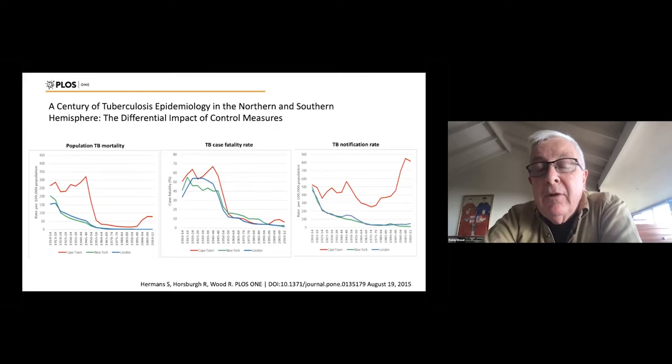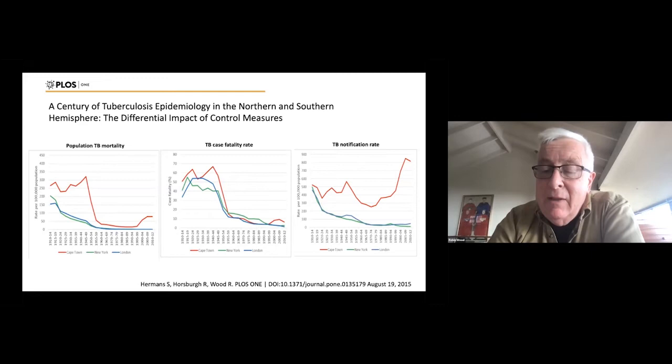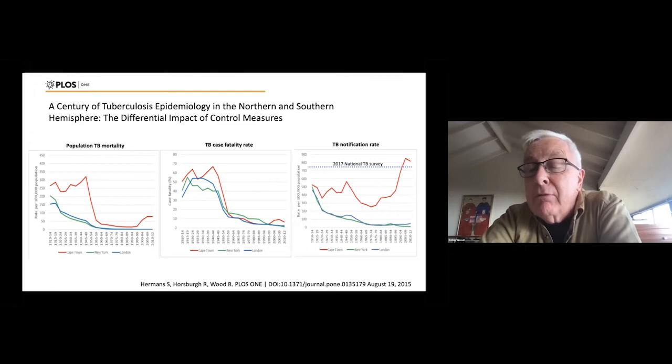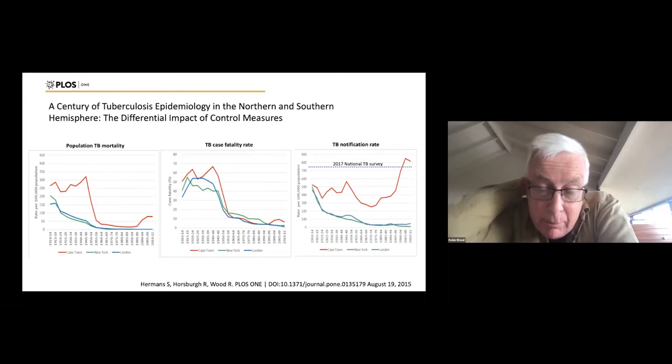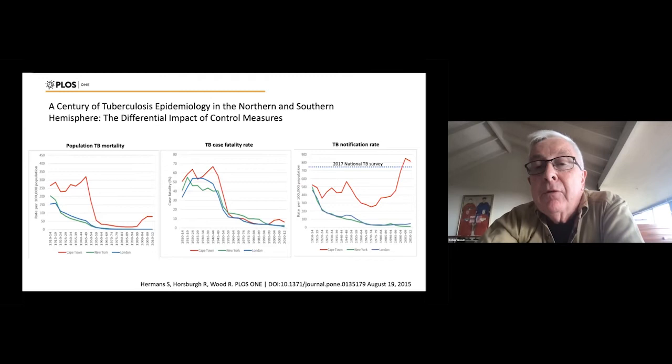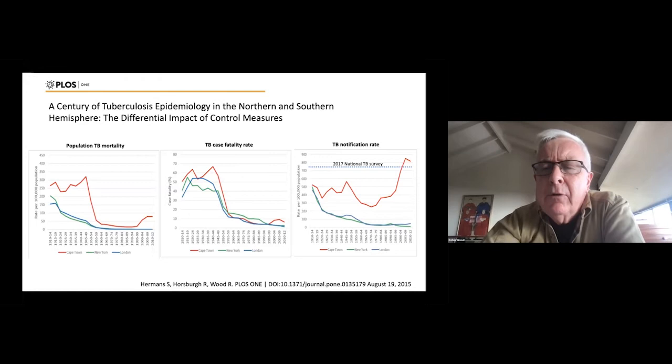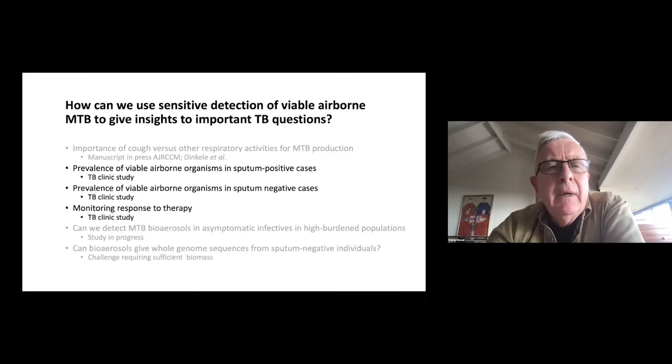And the case fatality and the use of treatment was equally effective in all three cities. But what you notice in the right-hand panel is that TB incidence rate, or TB notification rate as a measure of that, didn't decrease and is still much higher than it was 100 years ago. And the latest survey in South Africa showed an incidence rate of about 732 per 100,000. So you can see we have a major problem with transmission. Can we use this technology to try and address that?